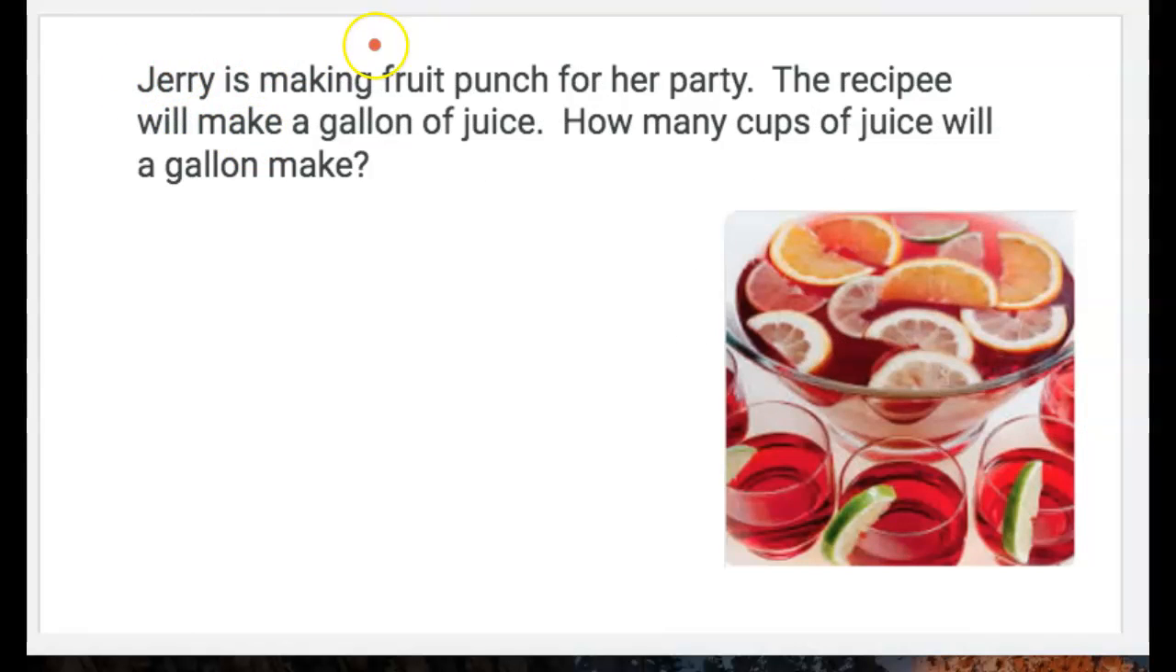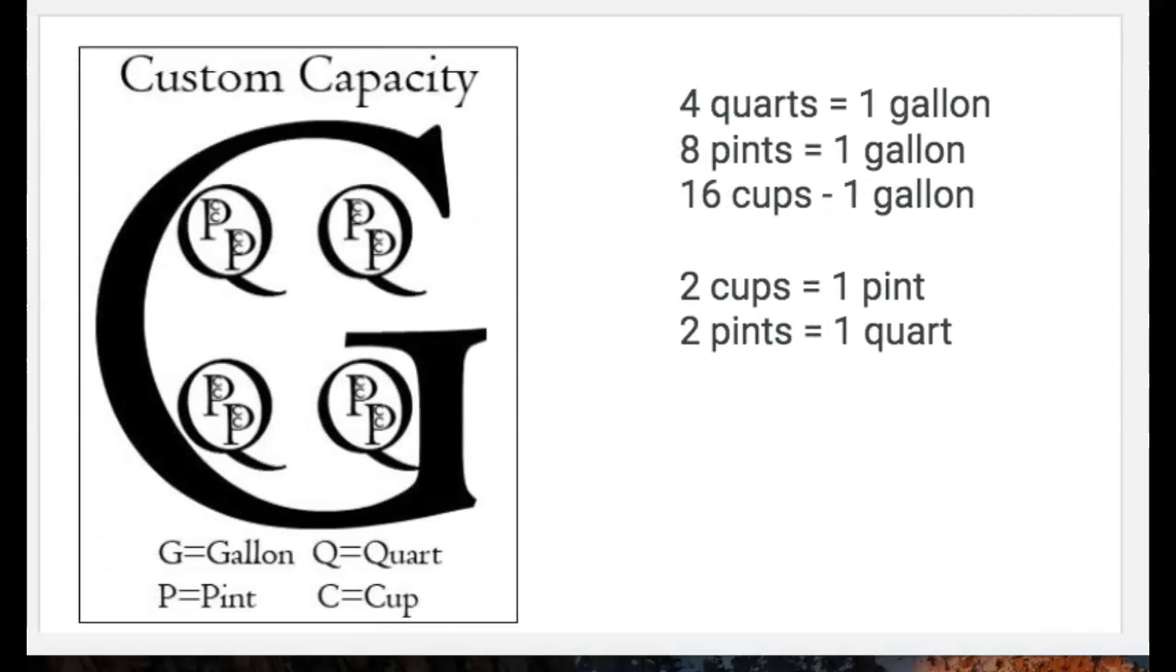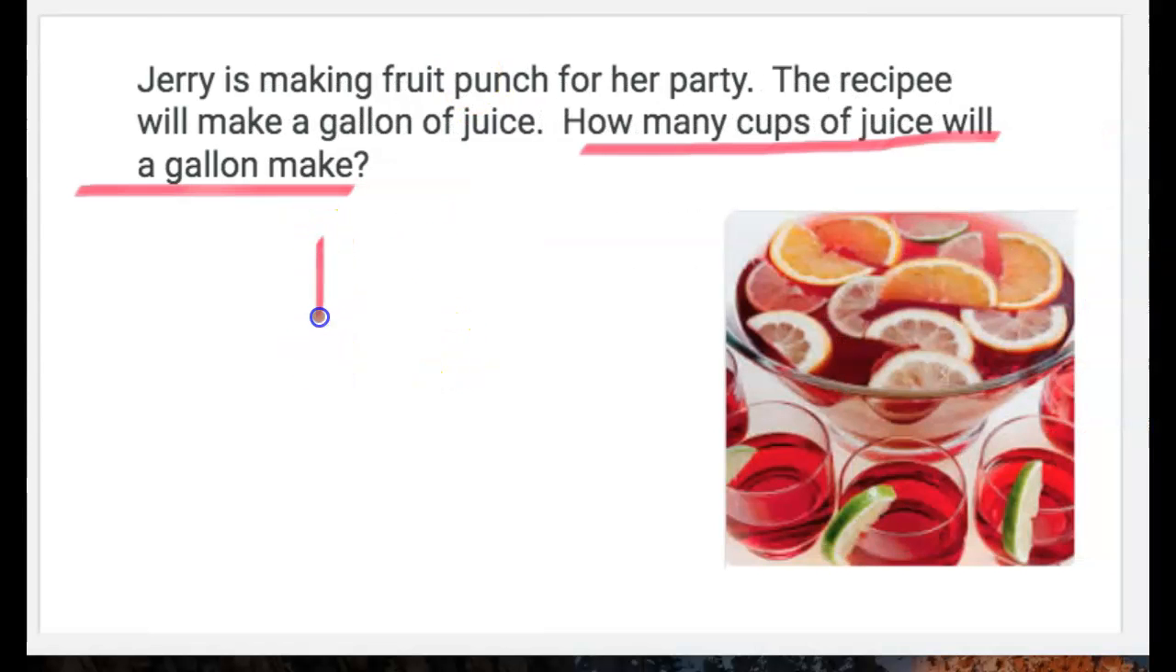So we're going to look at a couple of problems together. Let's take a look at this one. Jerry is making fruit punch for her party. The recipe will make a gallon of juice. How many cups of juice will a gallon make? Now watch this. If I go back here, I can super easily figure that out, because I just counted. There's 2 cups in each of these, 1, 2, 3, 4 groups of 4. That's going to be 16 cups. Boy, that made my life pretty easy. 16 cups.